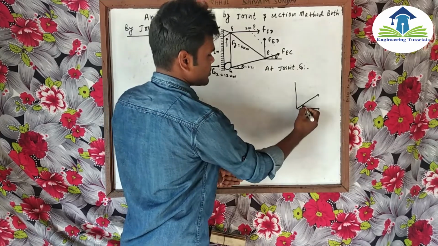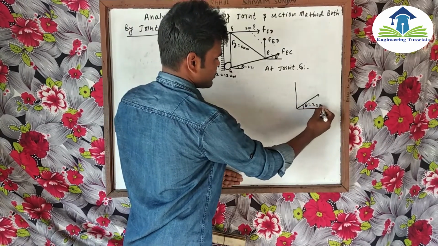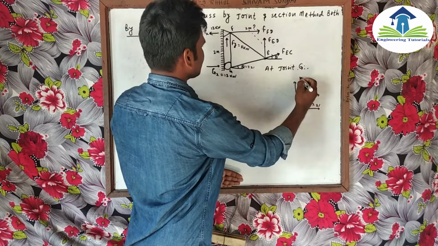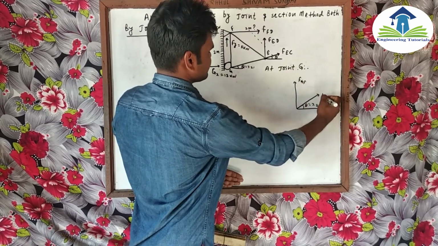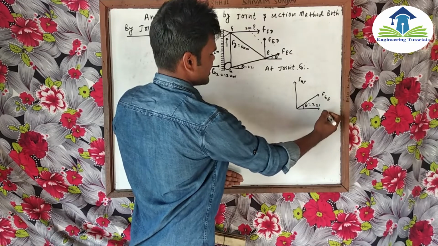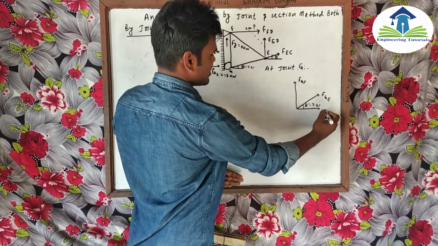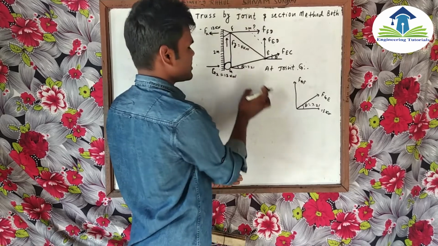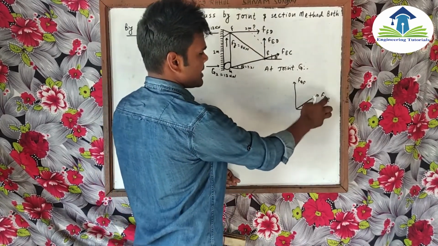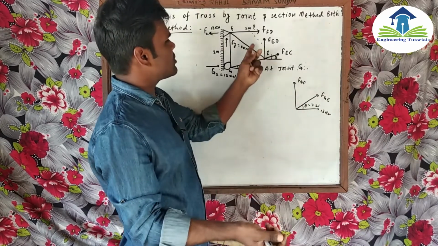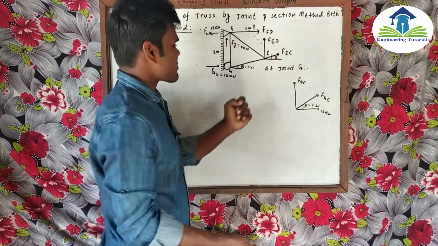This is theta 7.21, this is FGF, this is FGE, and this is the 13 kilonewton. There are only three unknown forces, so we have to calculate the values of FGE and FGF. Then we can calculate the value of FFD.